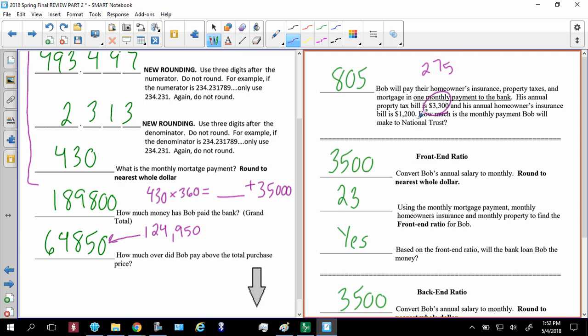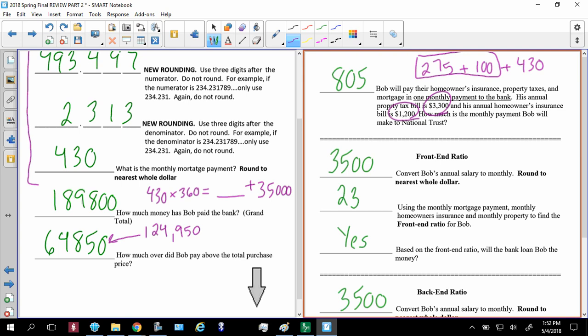Now, his homeowner's insurance is $1,200 a year. So I'm going to convert that to monthly by dividing it by 12, and I get $100. That is an additional $375 on top of the $430 payment he's got to pay. So that means every month he's cutting a check to the bank for $805.